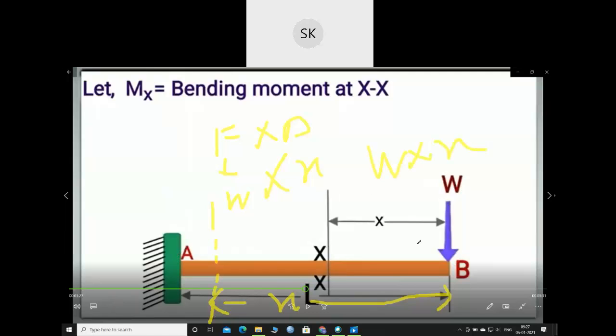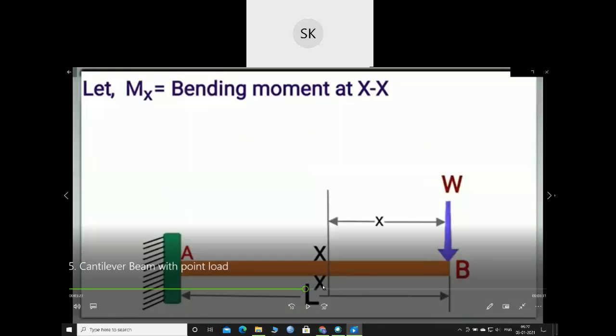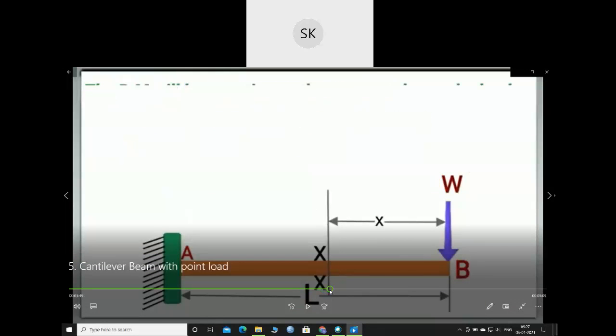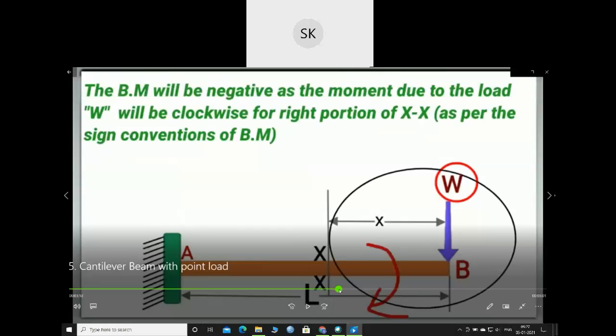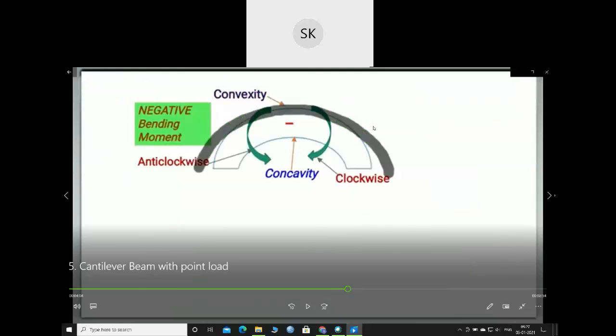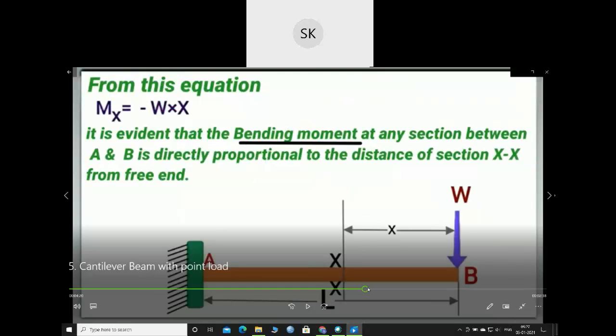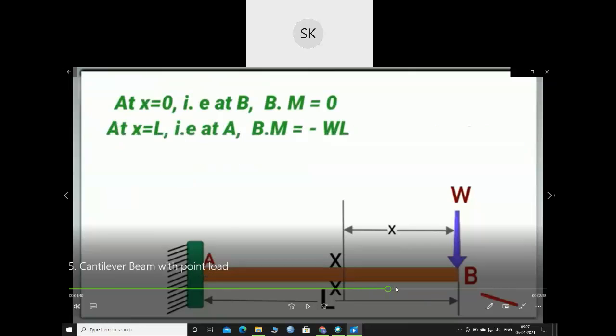So between A and B, I can take any section, here or here, at a distance of x, and the value of the equation will be the same. It will be W into x. Again, it is giving a clockwise moment. In this question they have considered a clockwise moment as negative, so the bending moment will be negative. This is the sign convention they have considered.